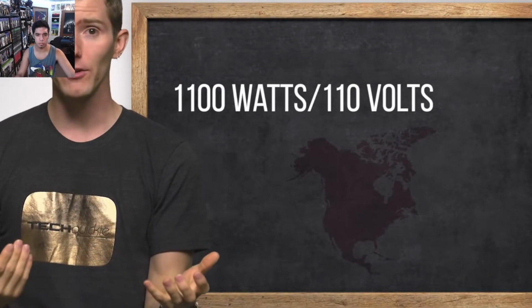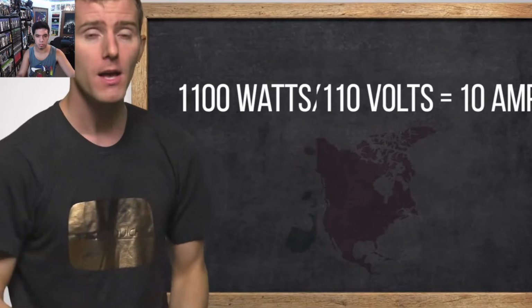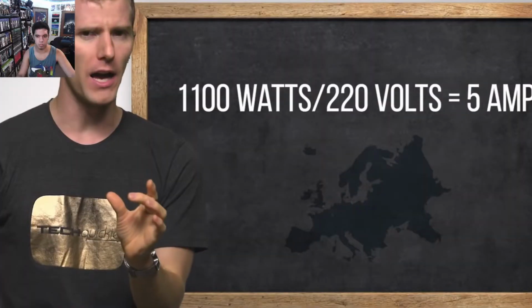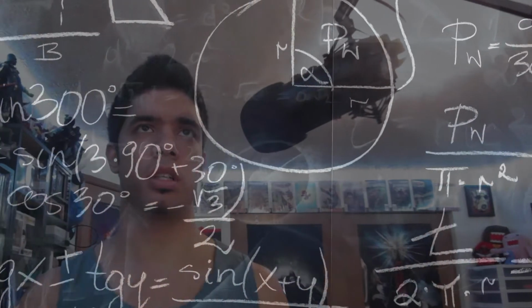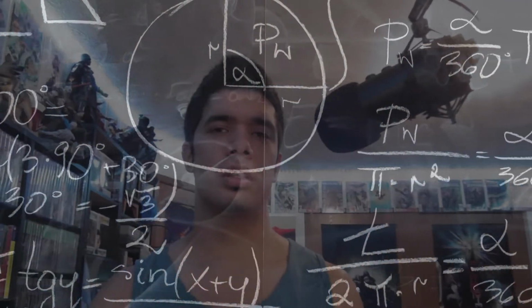Some simple math tells you that 10 amps of current is running through your power supply. But if you take that same power supply and use it with a 220 volt European outlet, you're only drawing 5 amps. To quote a famous comedian slash hypnotist, what?